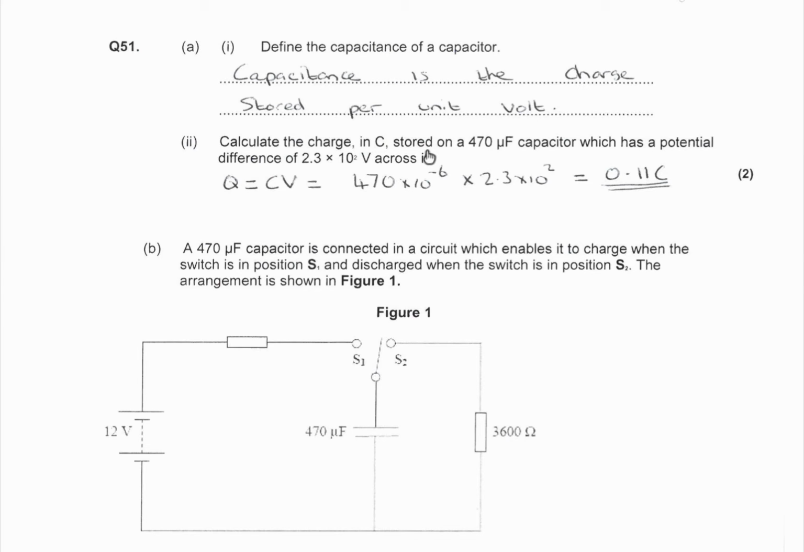For the second part, you're asked to calculate the charge, given in coulombs, that's stored on a 470 microfarad capacitor when there is a potential difference of 2.3 times 10 to the 2 volts across it. Well, this is an equation that we've seen a lot. It's the basic equation that comes from the definition of capacitance, that the charge is equal to the capacitance multiplied by the potential difference. We simply take the numbers from the statement. The capacitance is this number, and the potential difference is 2.3 times 10 to the 2 volts. Multiplying those together gives you 0.11 coulombs. And if we do that, that gives you a second of 2 marks.